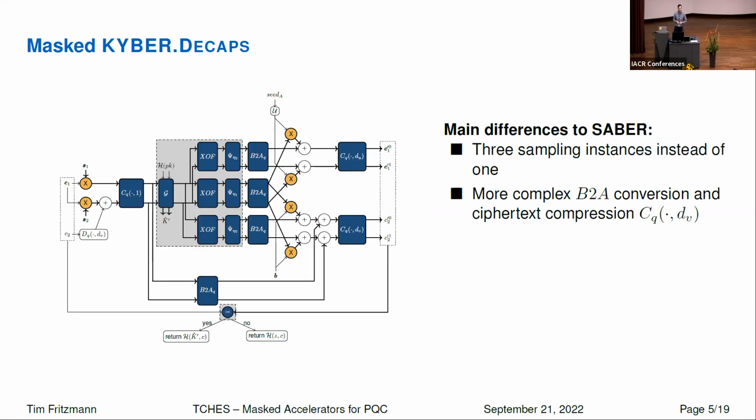Now, when we look at Kyber, the figure looks a little different. The main differences are that Kyber uses 3 sampling instances instead of only 1. And this is due to the learning with error setting, where we have to sample also error terms. And with the learning with rounding setting, we do not have to sample them, as the error terms are implicitly generated by the rounding effect. Moreover, Kyber has a little bit more complex B to A conversion and also a more complex ciphertext compression.